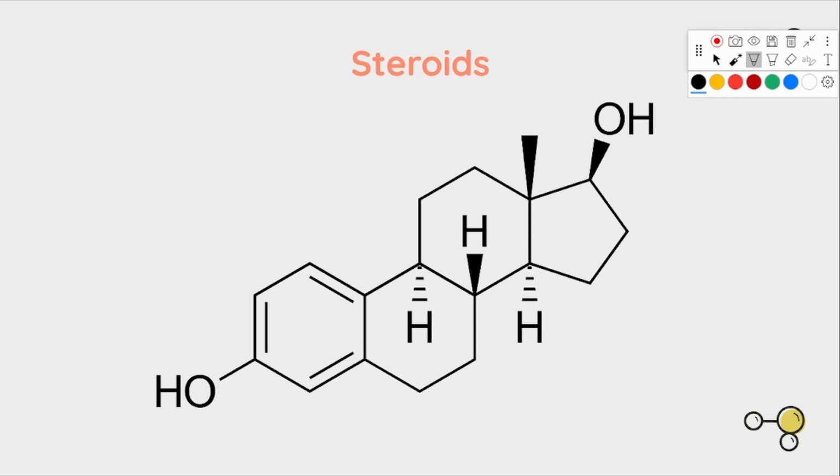The final type of lipid is what we call a steroid. Now, steroids are composed of 4 linked carbon rings and are often hydrophobic. So here we can see that this steroid has 1, 2, 3, 4 carbon rings. Examples of steroids include hormones such as estrogen and cholesterol, which plays a vital role in the fluidity of the cell membrane.